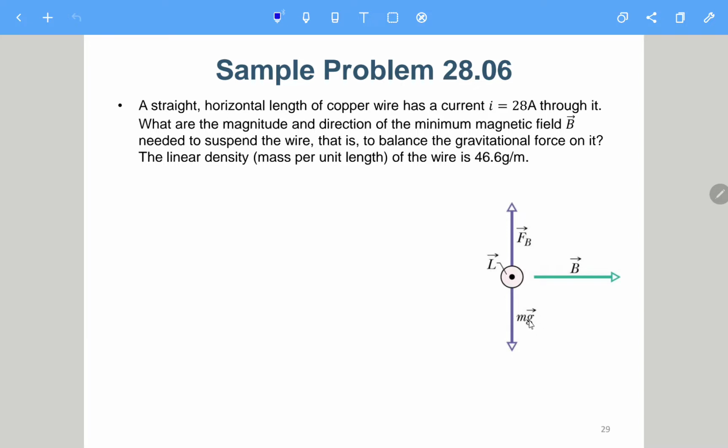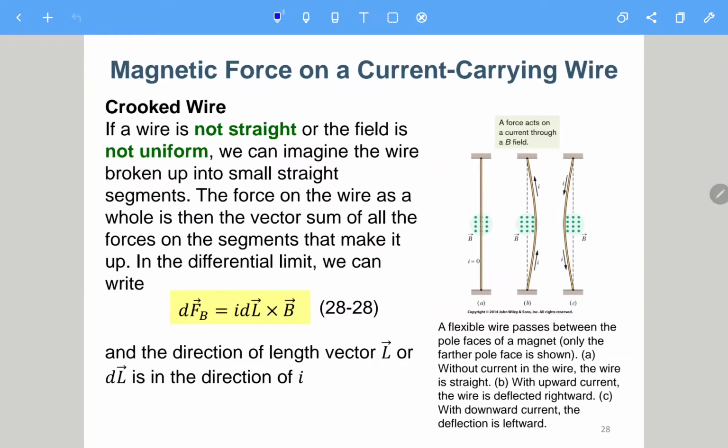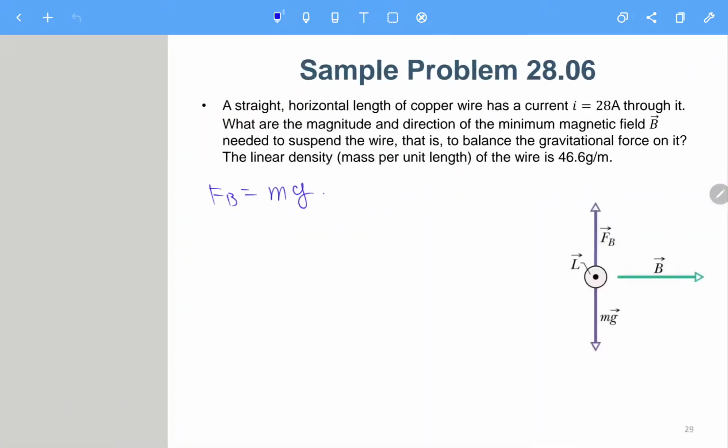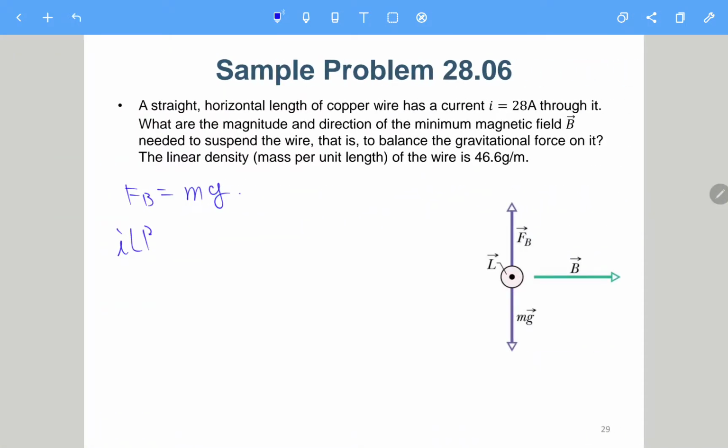So we try to make FB equal mg. FB in vector form is F equals I times L cross B. If they are perpendicular to each other, FB is nothing but ILB. So we have ILB equals mg, and we would like to find B. So we move IL to the right side, and we have B equals mg over IL.